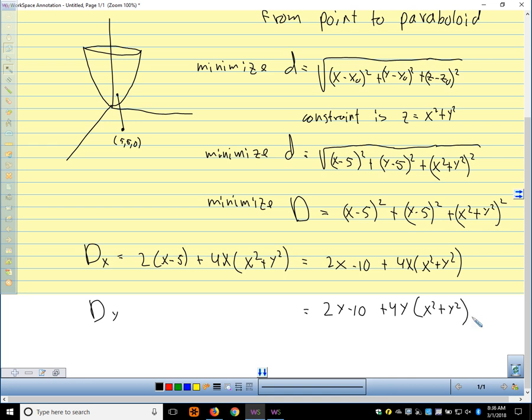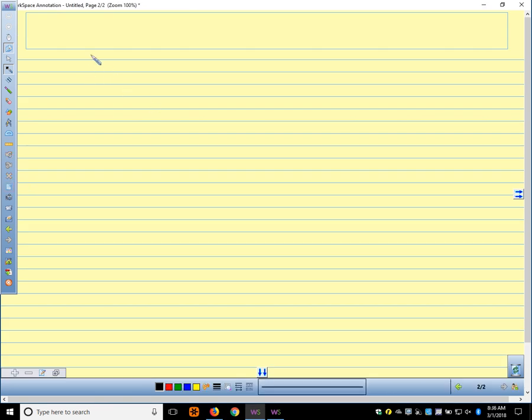All right, so I'm going to switch the page, and I'm going to distribute here. But this is a system of equations. We want these to be 0 simultaneously. All right, so this is going to be an interesting bit of algebra here.